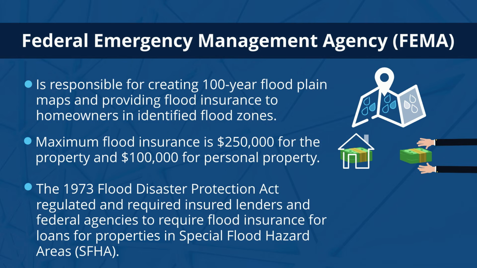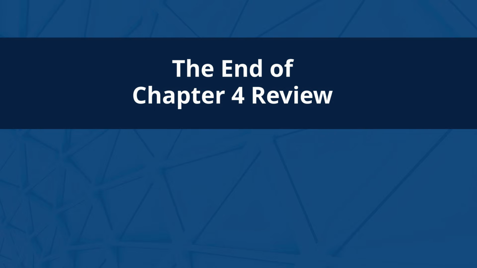The 1973 Flood Disaster Protection Act regulated and required insured lenders and federal agencies to require flood insurance for loans for properties in special flood hazard areas, SFHAs. That is the end of the Chapter 4 review.